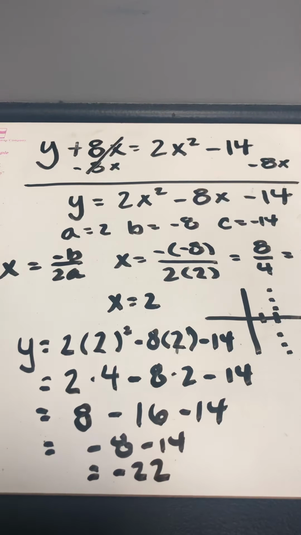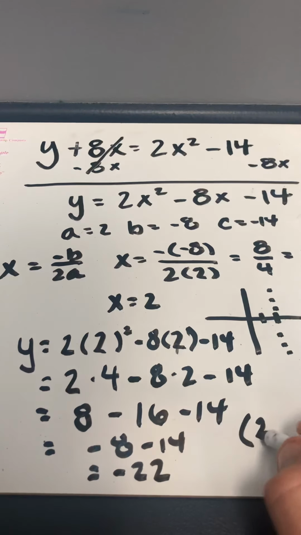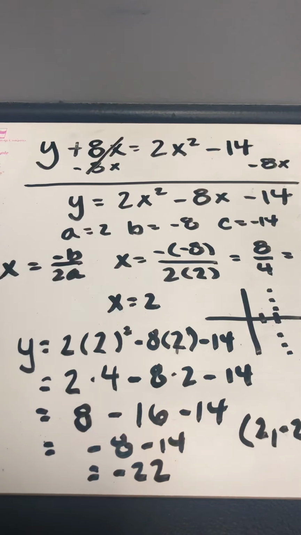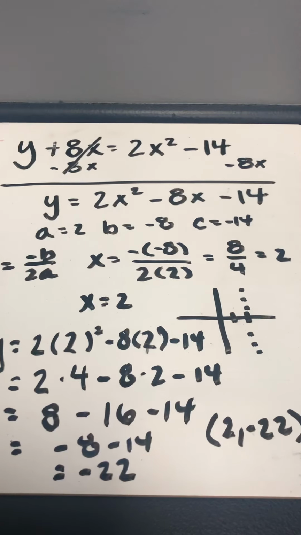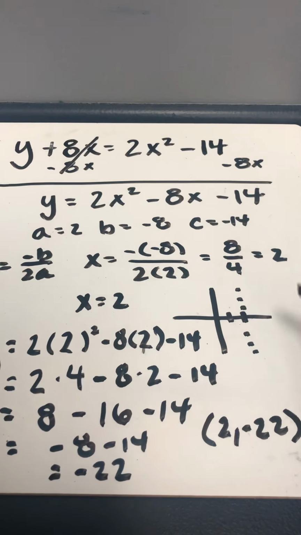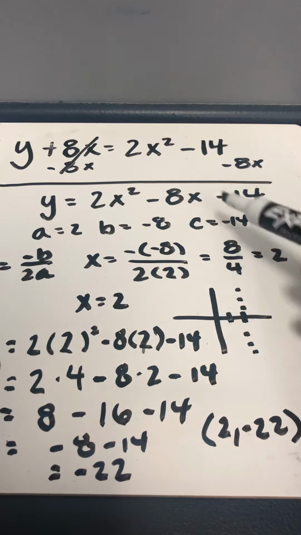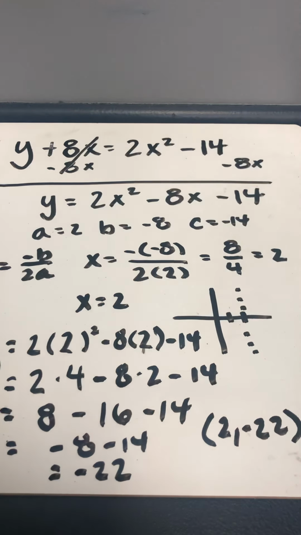So the address of our vertex is the point (2, negative 22). And we were able to come up with that by first finding the axis of symmetry, and then taking that value of 2 and plugging it back in to the quadratic equation where there's an x, and simplifying. (2, negative 22) is our solution to find the vertex algebraically.